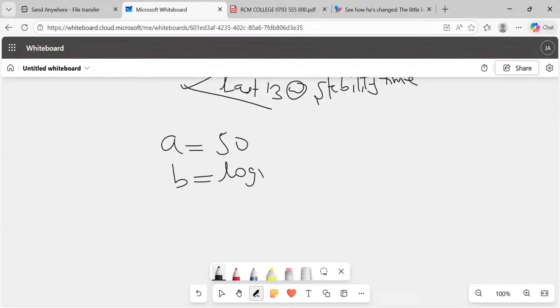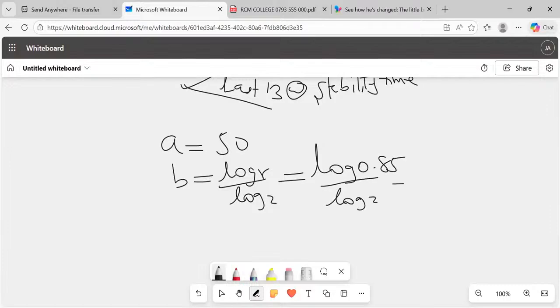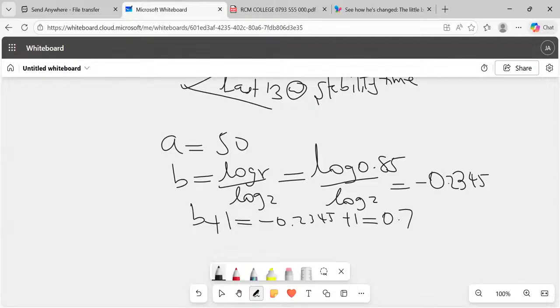I know the formula of B is log R divided by log 2. So it will be log 0.85 over log 2, which gave you negative 0.2345. After I get B, the next step is to get B plus 1, which is minus 0.2345 plus 1, giving 0.7655.